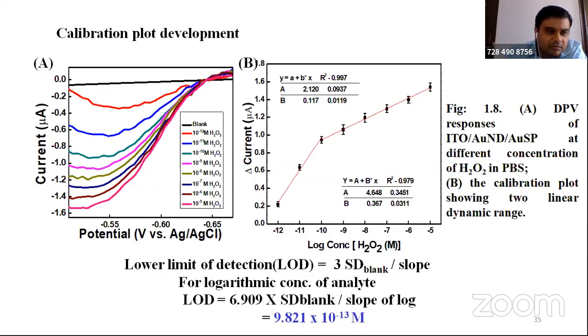So now this is the final output of the hydrogen peroxide based sensing system. You increase the concentration from 10 to the power -5 to 10 to the power -12. The signal keeps on increasing, right? And then we made a standard calibration plot, what I discussed earlier also, with LOD, LOQ, LOL and dynamic range. This is that plot. That's why I discussed that plot separately. So these are the values. Like the LOD was 9.8 × 10 to the power -13 moles. This is very, very low, right?